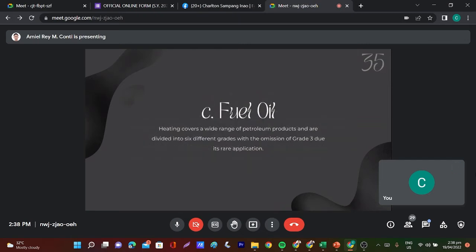Okay. Fuel oil. Heating oil covers a wide range of petroleum products and is divided into 6 different grades, with the omission of grade 3 due to its rare application.